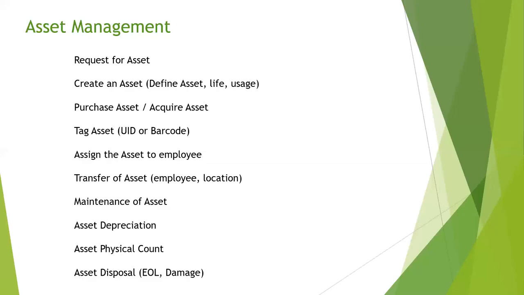So before purchasing the asset, they will create an asset, with the name laptop, and they will define the life of the asset, that it will be like 5 years or 6 years. Usually, computers will have a life of 5 years in a company, and furniture will have a life of 7.5 years or 8 years. And the usage, who will be using it? Now they will make a purchase request. So now the purchase of the asset is being done, and the asset is acquired by the company.